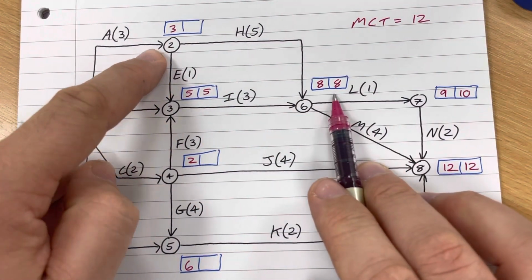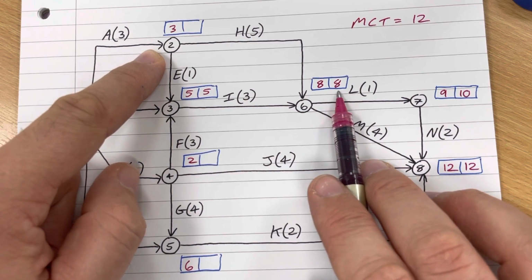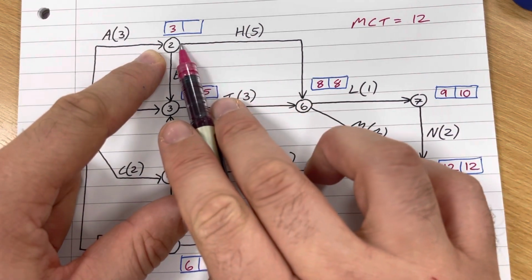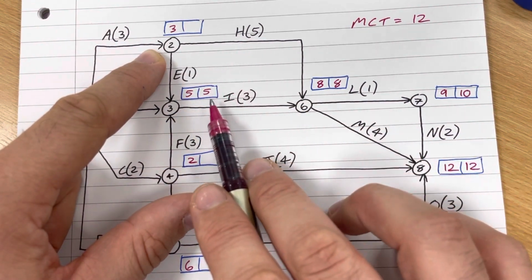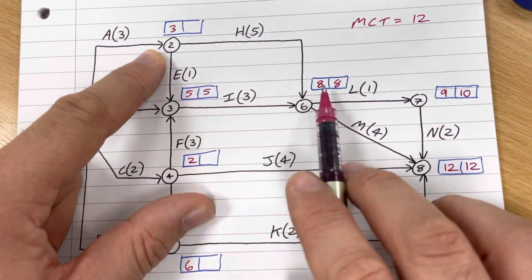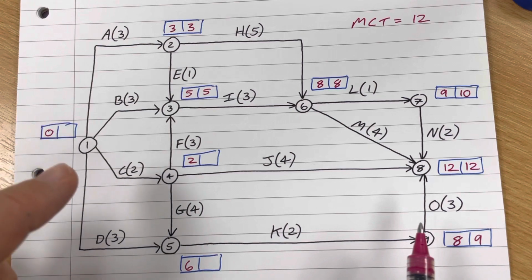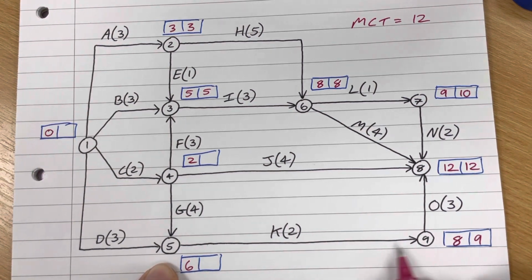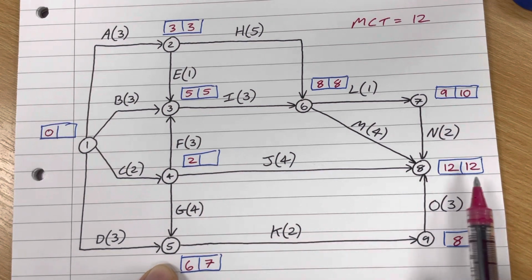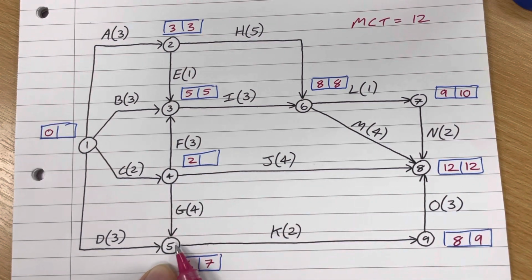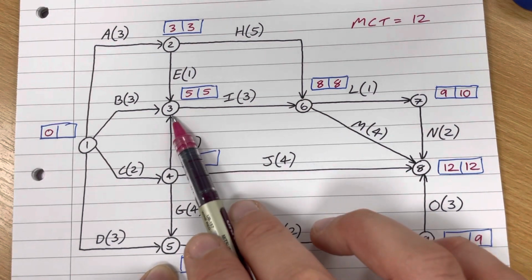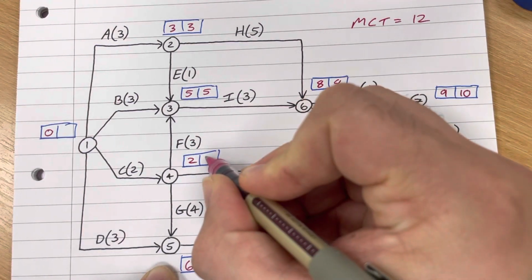This one's got 2 inputs, 8 minus 5 is 3, and 5 minus 1 is 4. So the smallest of those is 3. So 3 gets put in there. This has only got one input. 9 minus 2 is 7. This has got 3 inputs. So I've got 8 coming that way, 3 coming that way, and 2 coming that way. So 2 is the smallest.